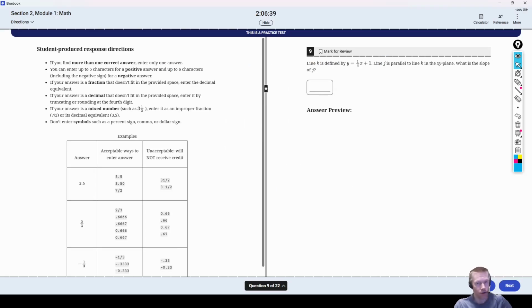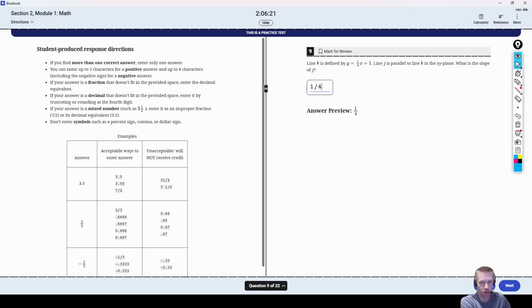All right, next up, question number 9. Here you're given the equation of a line. You're told another line is parallel to this given line. What's the slope of this other line? Well, parallel lines have the same slope. So the answer for this is going to be just the slope of the original line, which is 1/4.